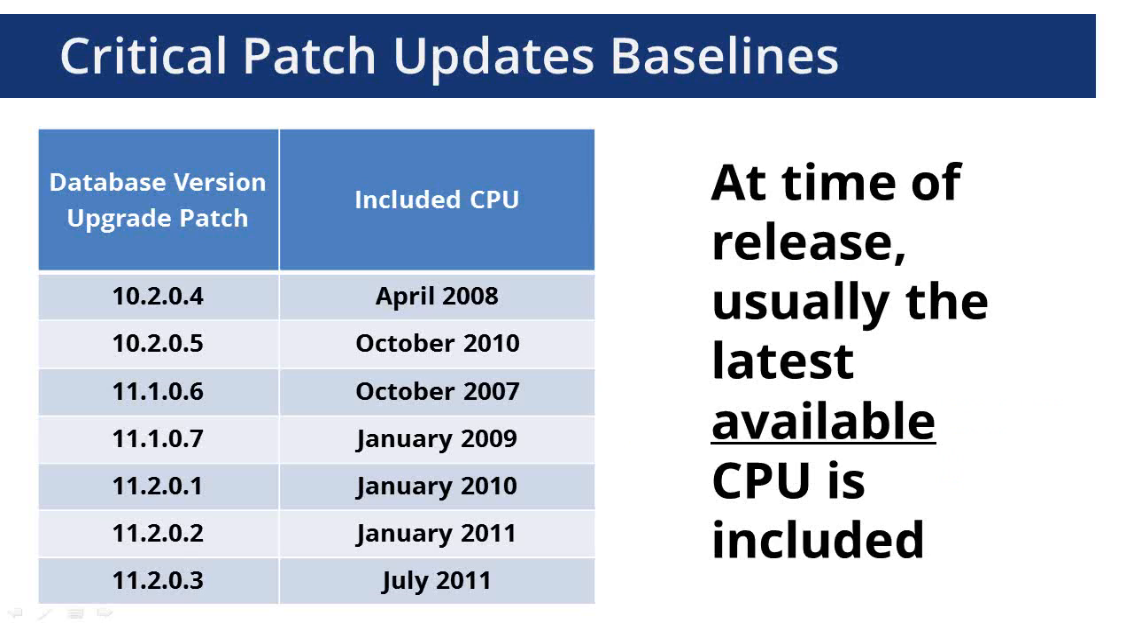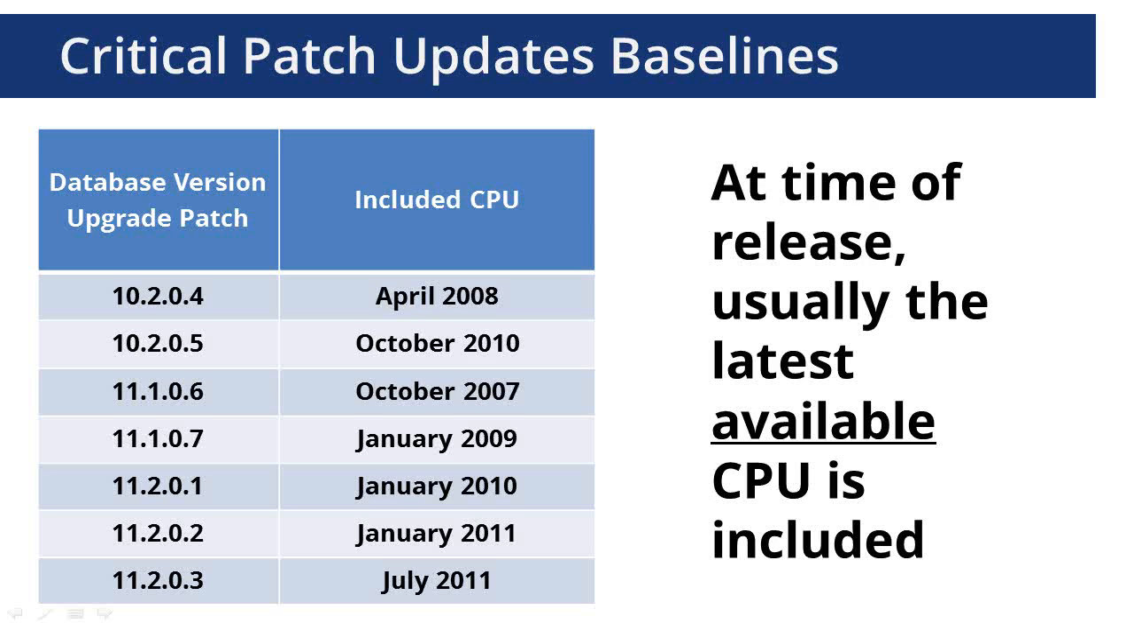Another area that we see a lot of problems with is the critical patch update baselines. What happens is you do a database upgrade. So you may have upgraded from 11.2.0.2 to 11.2.0.3. Well, in that 11.2.0.3 patch set, the only thing included is the CPU that was available when that patch set was released. So when 11.2.0.3 was released in July 2011, it included the July 2011 CPU, nothing else.